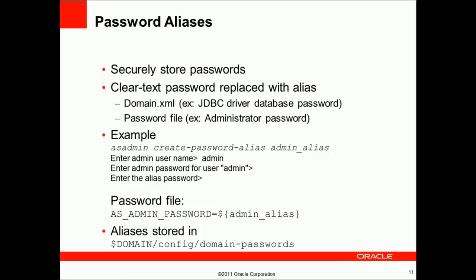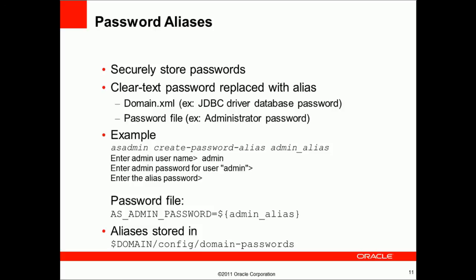What this enables you to do is securely store the true password in a password store and replace the clear text password with the alias. An example of clear text passwords is if you have a JDBC driver that needs to authenticate with the database, you can have a username and password alias stored in the domain.xml. GlassFish knows that whenever it sees an alias, it looks up what the true password is. And the administration password as well, right? As I showed in the prior slide, AS_ADMIN_PASSWORD can use the alias.